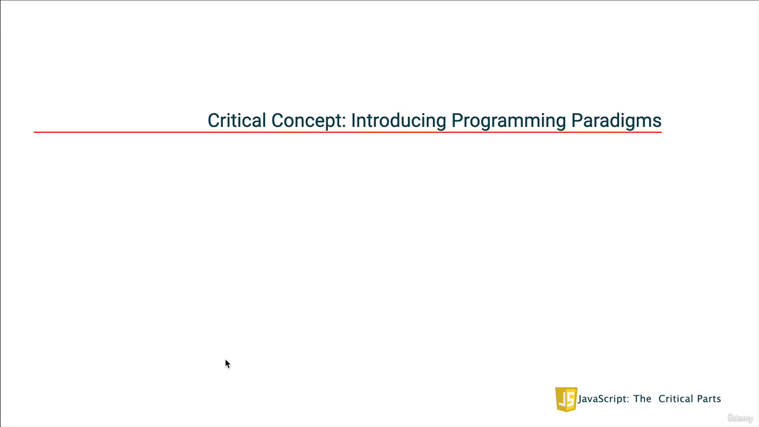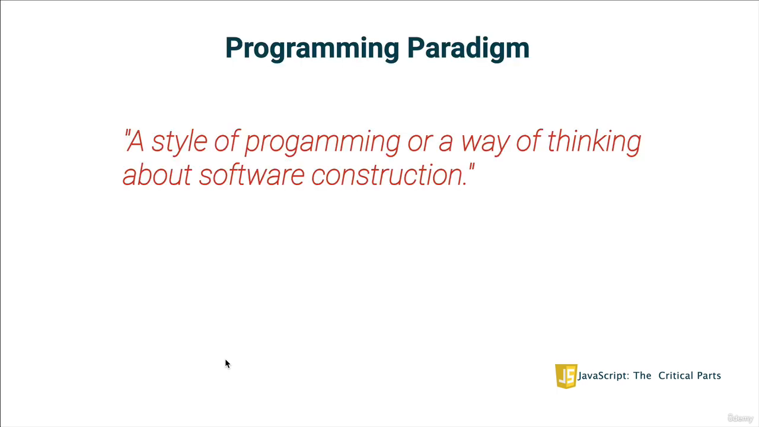Before we begin the next section, I want to take a moment to talk about programming paradigms. First, a quick definition of what a programming paradigm is. It is simply a style of programming or a way of thinking about software construction. So a programming paradigm does not refer to a specific language or set of languages, but it is a way to use a language to build an application, to solve a programming problem. So it is a way of programming that has evolved over time and provides patterns for building software effectively.